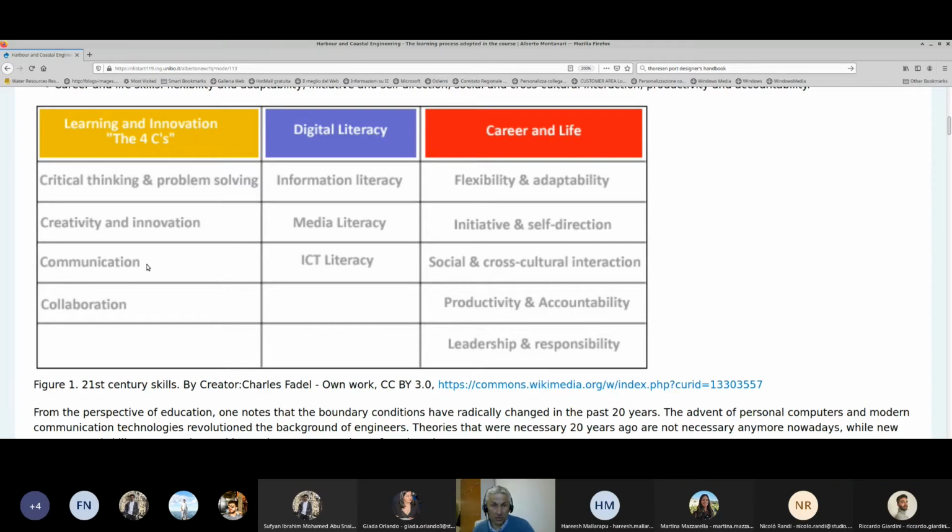Communication, we already discussed about it. It is essential. If you don't communicate, nobody will know that you are good. You don't have to overemphasize your skills. You just have to be objective. Communicate with a low profile, and this will be an essential ingredient for success. Collaboration. Today, it's no more the time of people working alone.